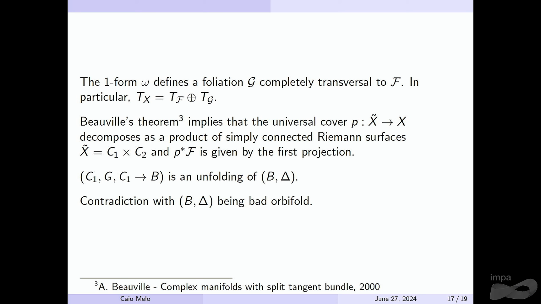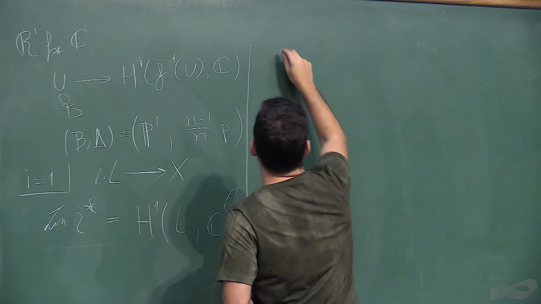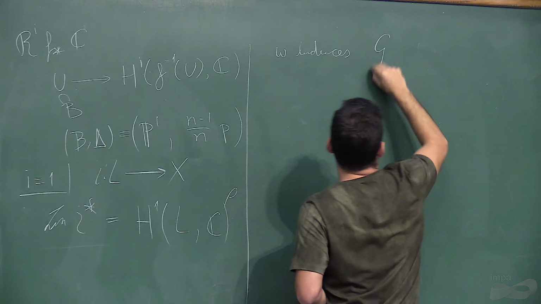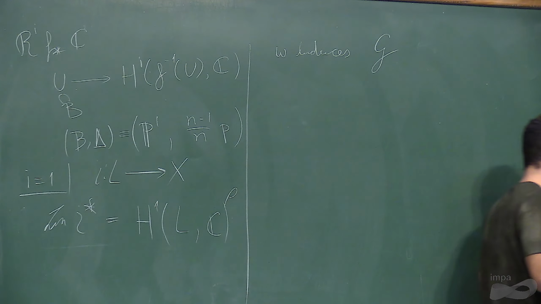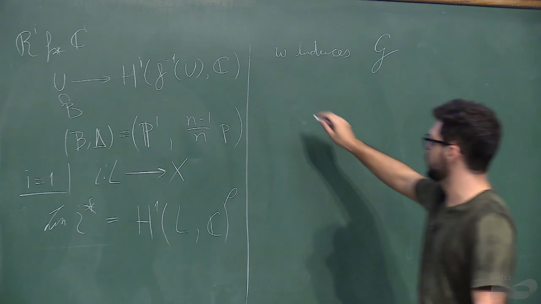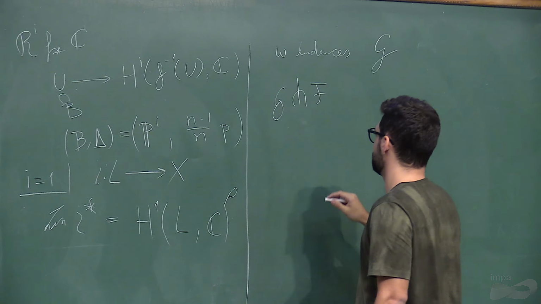So this one form will induce a foliation because we are on a surface. So omega induces the G foliation, and G is completely transversal to F. And why is that?